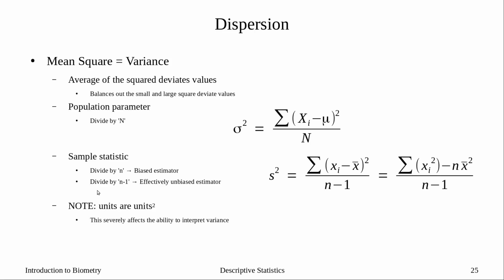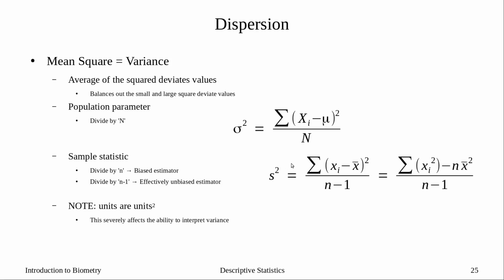Can we use a variance? Yeah, we can, but unfortunately, the units of variance is the unit squared. So if we measure wing length in millimeters, and we have an average wing length in millimeters, our variance of that wing length is going to be millimeters squared. How do you interpret that? Well, you really can't.